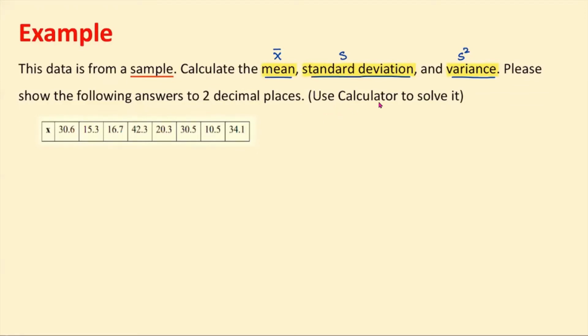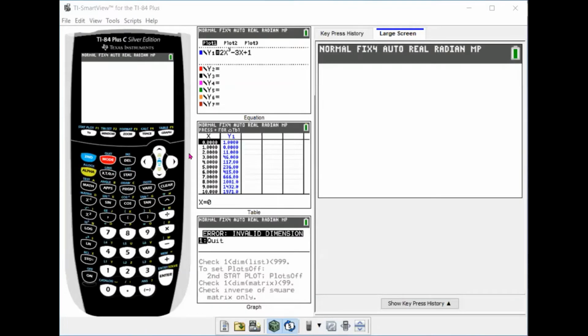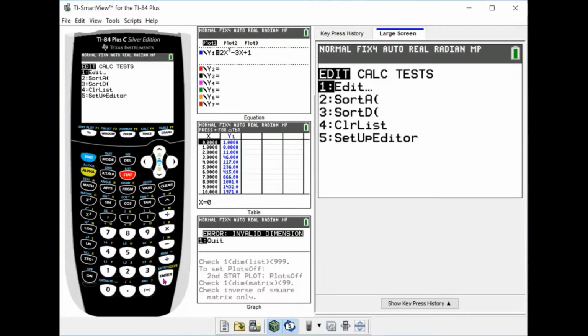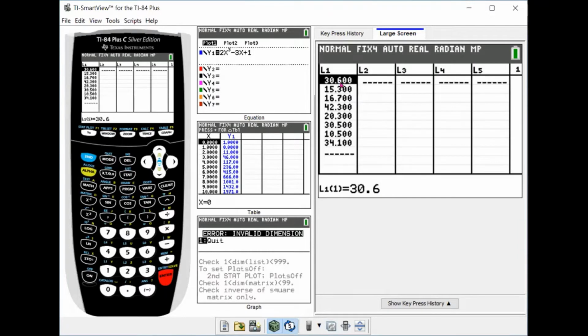And again, we are using a calculator to solve this. So I'm going to bring my TI-84 calculator and solve this one. So let's do it together. Here is my TI-84 calculator. So first we go to stat and under edit number 1, and under list 1, we'll enter the data. I've already entered the data here.